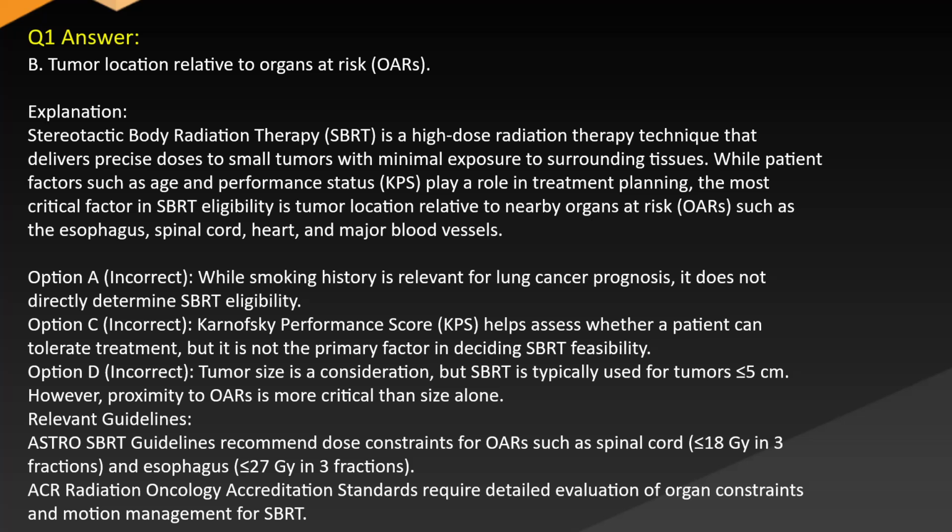Relevant guidelines: SBRT guidelines recommend dose constraints for OARs such as spinal cord 18 Gy in 3 fractions and esophagus 27 Gy in 3 fractions. Radiation Oncology Accreditation standards require detailed evaluation of organ constraints and motion management for SBRT.